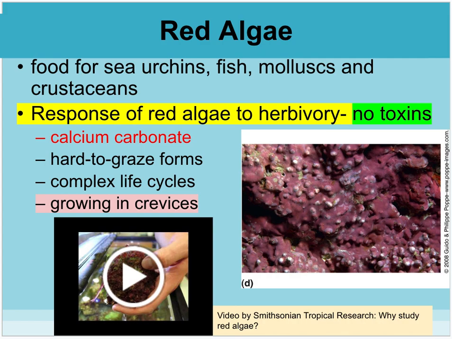So red algae does not have any toxins in it. It does have this really hard calcium carbonate, though, that makes it hard to graze on. It has a complex life cycle. This is a video by Smithsonian Tropical Research, Why Study Red Algae. One of the ways it protects itself, though, is by growing in crevices.